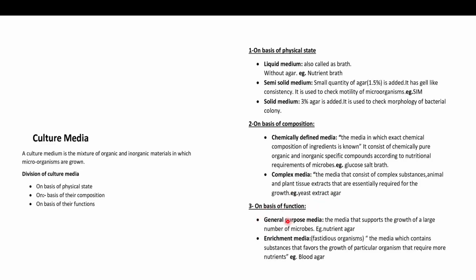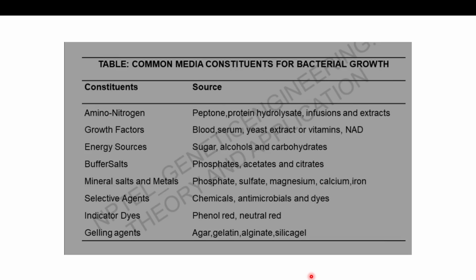Now, on the basis of the function, we can also divide the culture media into general purpose media, which supports the growth of a large number of microbes. For example, any kind of nutrient agar. And there's enrichment media, which contains substances which favor the growth of certain specific microbes only. For example, blood agar. Now, this is from the lecture slides.